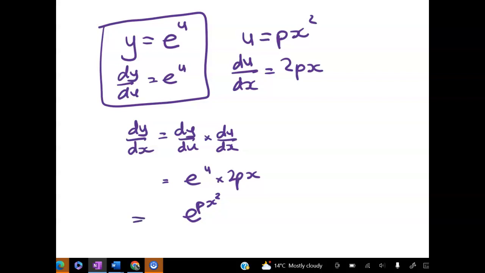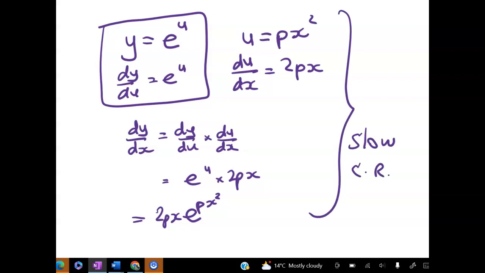Got to get the pen to work. There we go. Equals 2px times that. Okay, so that's the slow working out with the chain rule. And it's absolutely fine to do it like that to start with.